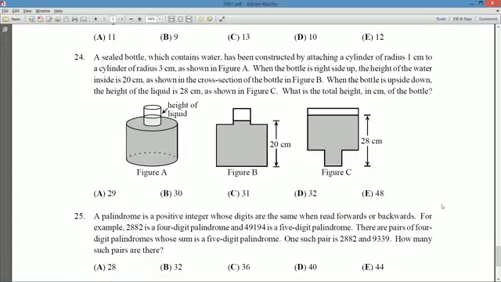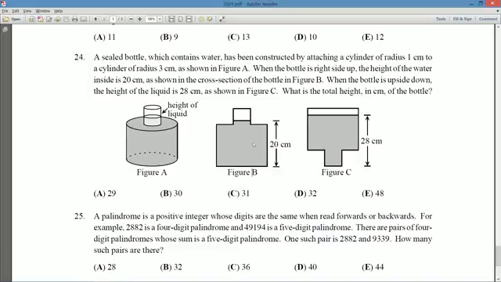So we're going to be taking a look at question number 24 here. A sealed bottle, which contains water, has been constructed by attaching a cylinder of radius 1 centimeter to a cylinder of radius 3 centimeters as shown in figure A. When the bottle is set upright, the height of the water inside is 20 centimeters, as shown in the cross-section of the bottle in figure B.